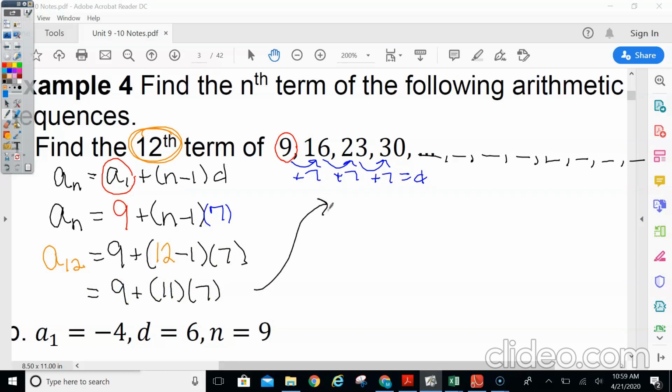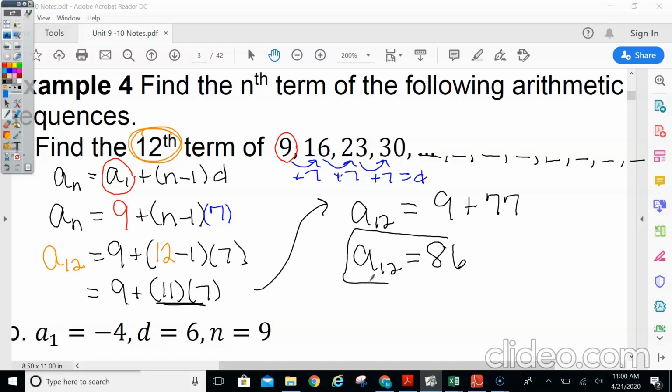Let me go over here. And then we multiply. So we're going to do 11 times 7 is 77. And then finally, we add the 9. So 77 plus 9 is 86. So the 12th term, if I was to keep adding 7 all the way, I would get 86 down here. Okay, so that's what we're doing with these types of problems.